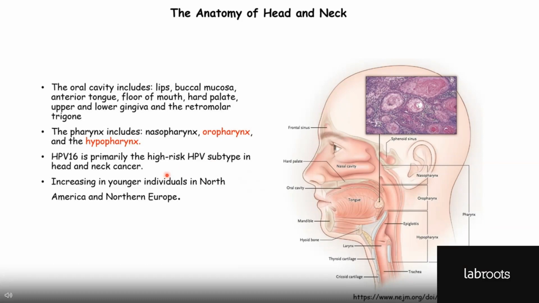And I'm going to focus on HPV16, which is a high-risk HPV subtype in head and neck cancer. And it is predominantly increasing in younger individuals in North America and Europe because of lifestyle changes and so on. And so it is important for us to find ways to dampen the HPV infection. And we will look into that. Some of the ideas that I'll present in this talk might be interesting to pursue worldwide as well.